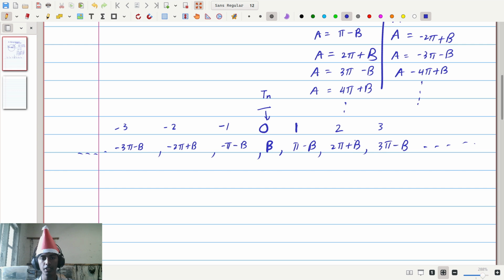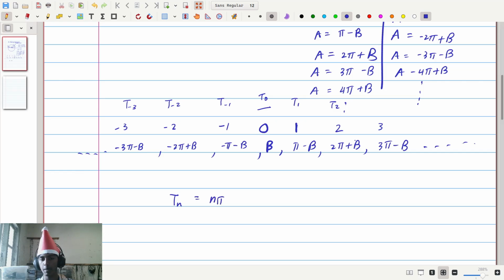If each of these is labeled T sub n, we can label the middle one as T sub 0, the next as T sub 1, the next as T sub 2, and so on. And in the reverse direction, we can name this T sub negative 1, T sub negative 2, and T sub negative 3, and so on in that direction as well.